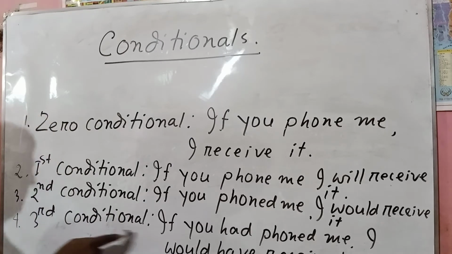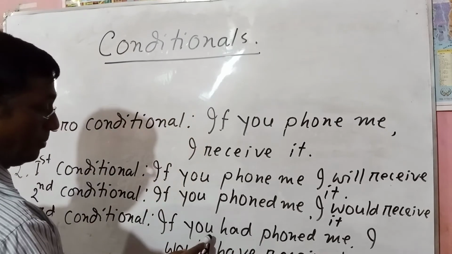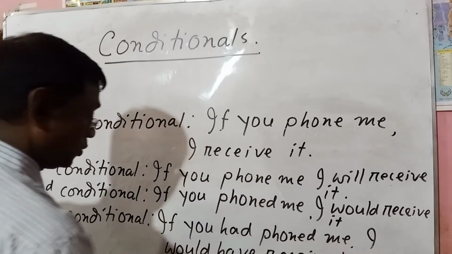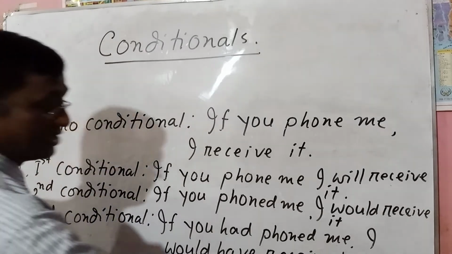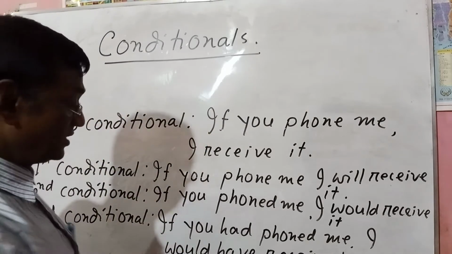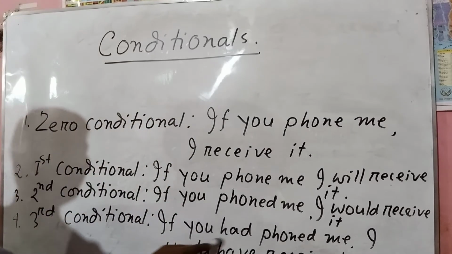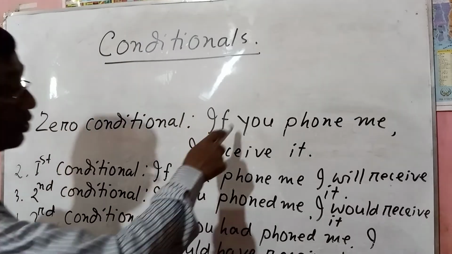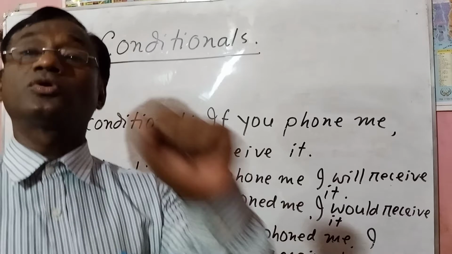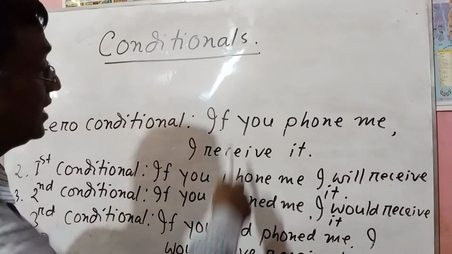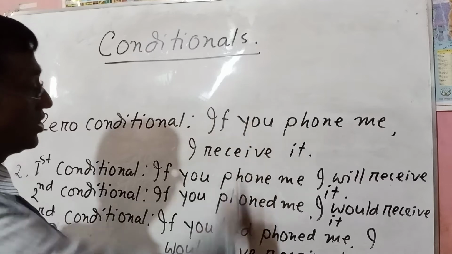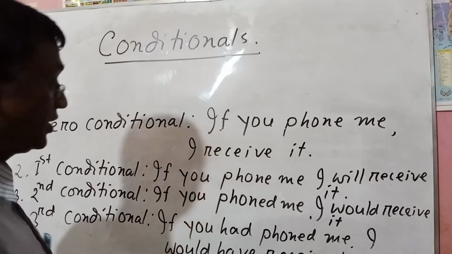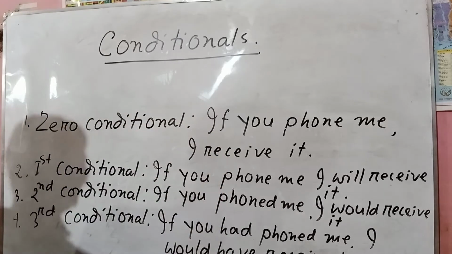And now third conditional, if you had phoned me, this is the past perfect tense. If plus past perfect, then would have, might have, and the principal verb will be the past participle. This is called third conditional. If you had phoned me, I would have received it. Okay, clear? One sentence you can make in four conditionals. Isn't it? This conditional is very easy. And if you know the rules of conditional, you will be able to write a correct sentence. Okay, please remember this.